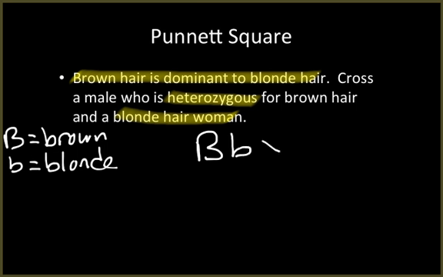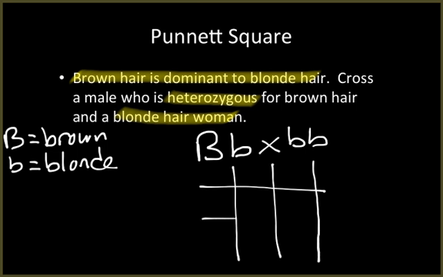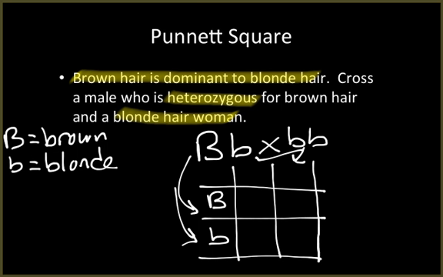And we need to cross that with a woman who has blonde hair. Well, what is the only possible way that a woman could have blonde hair? She has to be little b, little b. Any other combination would result in brown hair. So we have to cross these two individuals. The rest is exactly the same as before. We draw our Punnett square. We fill in our alleles. And we cross them.